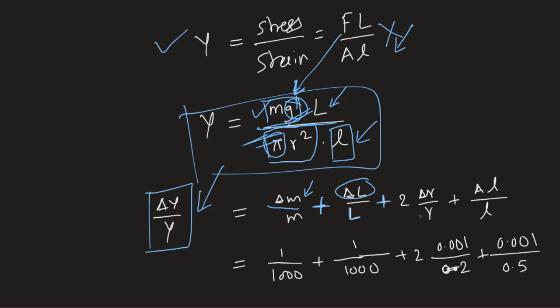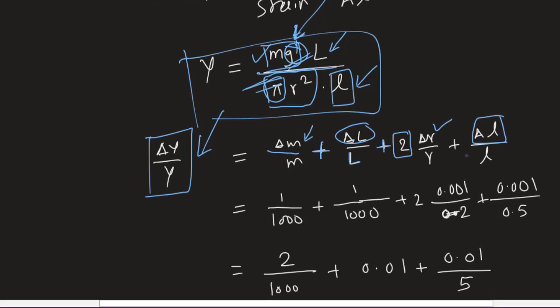Then again pi is the constant, there is no error in the pi, so we can ignore that. Then there is this radius r square. So whenever there is something raised to the power, we have to take that power as a coefficient and then write it this way, 2 delta r by r. Then plus small l is the elongation, so delta l by l. Delta l is the absolute error in the elongation. Now all these values they have given, okay, so we are just gonna put all these values over here.